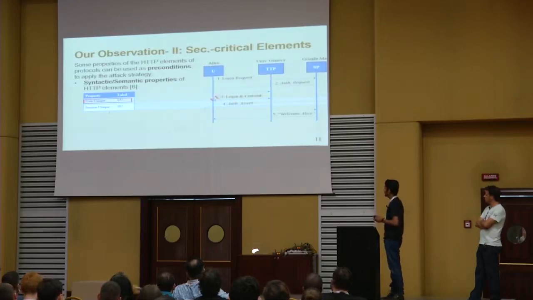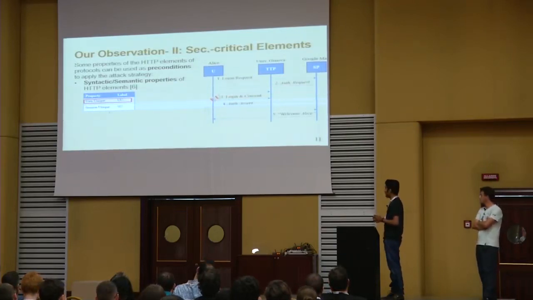The user is sending his username and password to the trusted third party. So it contains the username and password, and this is a security critical parameter. These are user unique. So another user executing the same protocol will have different values. But for the same user, it's always going to have the same values.